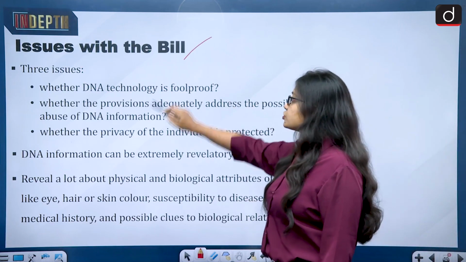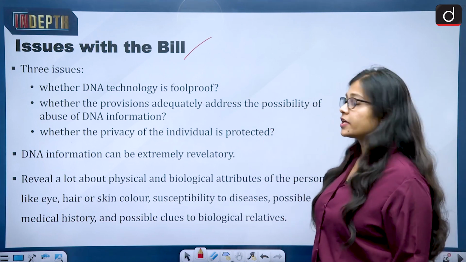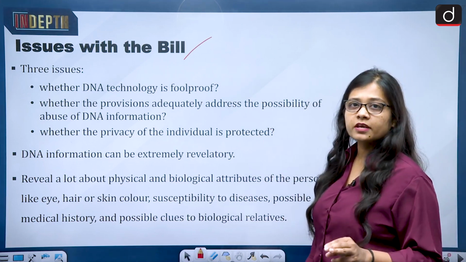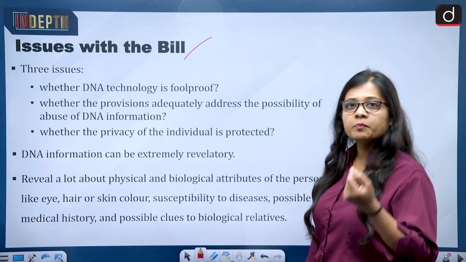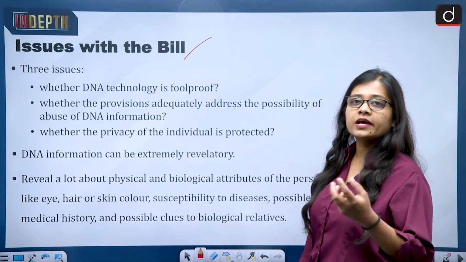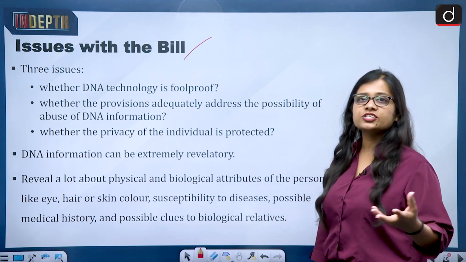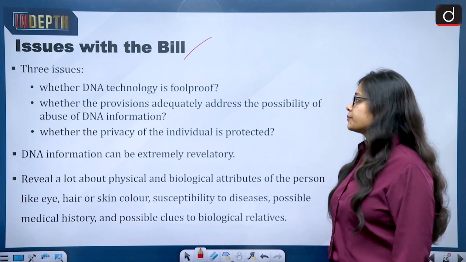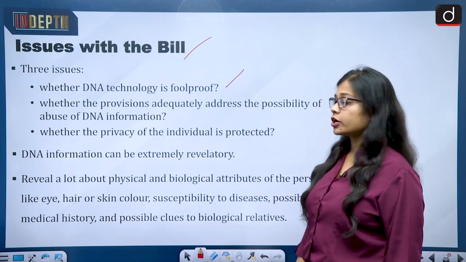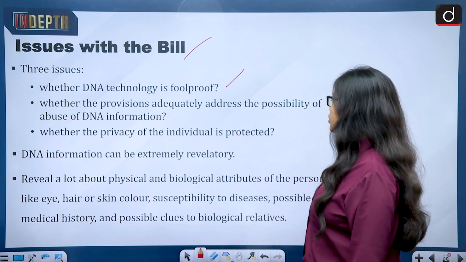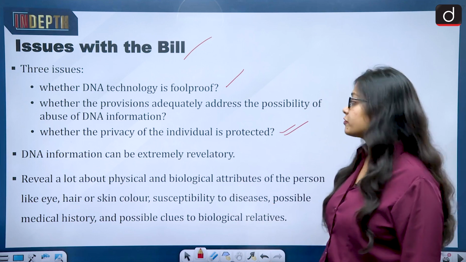Then what are the issues with the bill, that is, why has the bill been withdrawn? There are mainly three issues which have been given. First and foremost, I've already told you about the aspect of the misuse of the bill against certain sections of society, which can be based on religion, caste, creed, etc. Second, whether DNA technology is foolproof or not. Then whether the privacy of the individual is protected or not under Article 21, right to privacy.